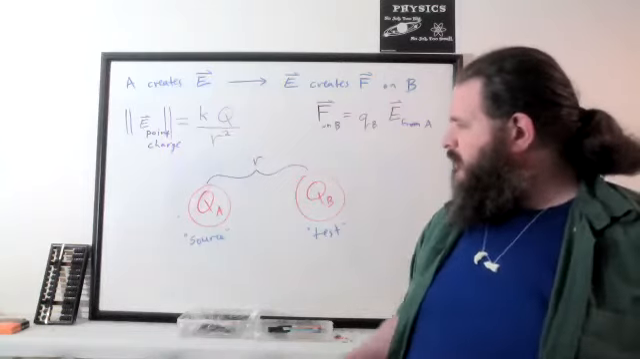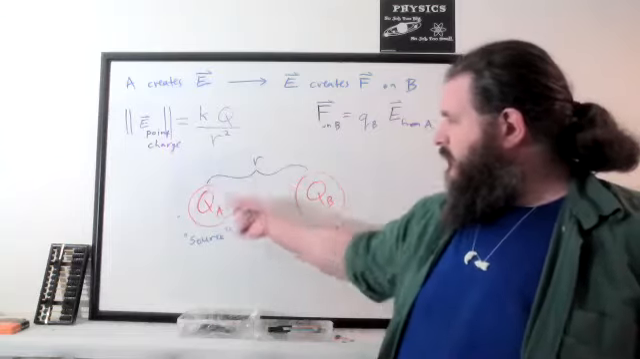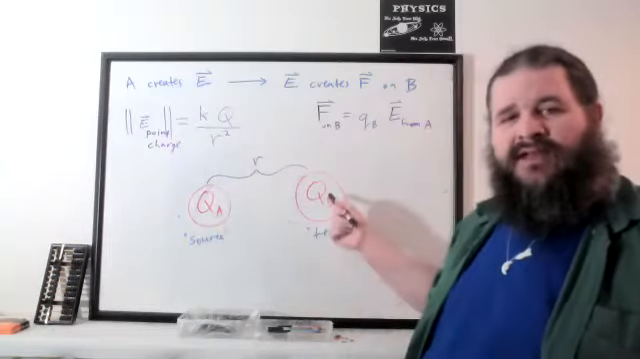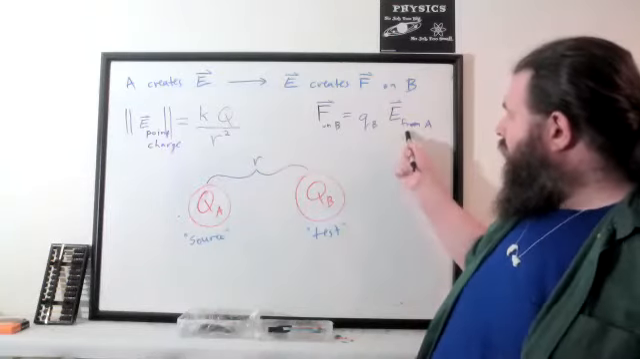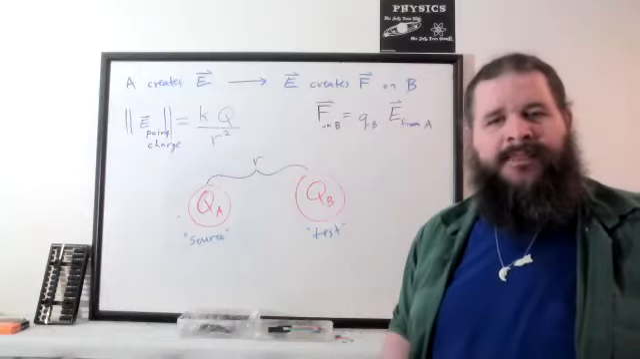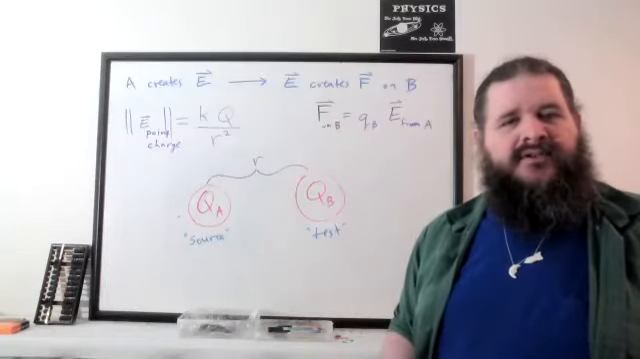So typically, if you wanted to figure out, for instance, the force that A exerts on B, you'd use KQ over R squared to figure out the electric field that A creates at this location. Then take that electric field, multiply by the charge of B, and that tells you the force on B. Any questions on that so far?